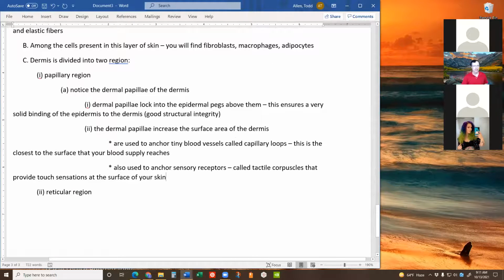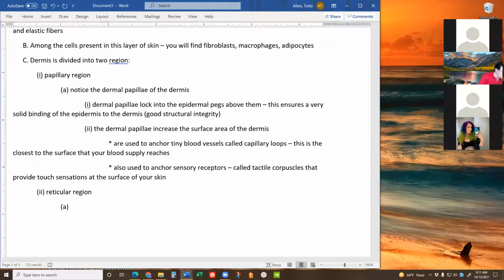Okay. Now the reticular region, I'm not going to say as much about the reticular region, but I will point out to you that as you get into the reticular region, you're going to see a variety of things that are actually stored there. You're going to find some blood vessels, right? The capillary loops go up into the papillary region, but certainly part of the blood vessels are embedded in the fabric of the reticular region.